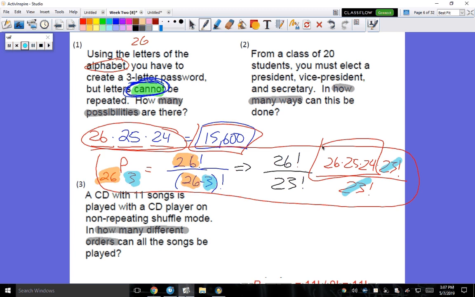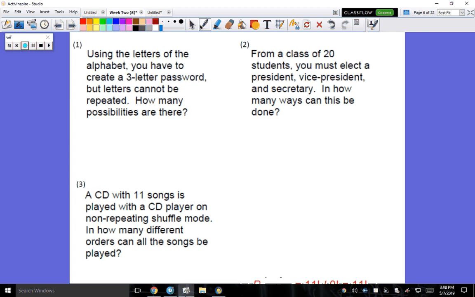Let's look at 20. From a class of 20 students, you must elect a president, vice president, and secretary. How many ways can you do this? So, it's going to be 20, choose how many? 3. Now your question is, is it going to be a combination, which you'll learn here in just a bit, or is it going to be a permutation? Well, it is a permutation here.